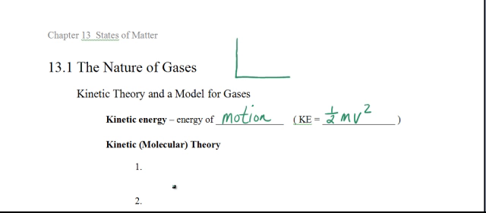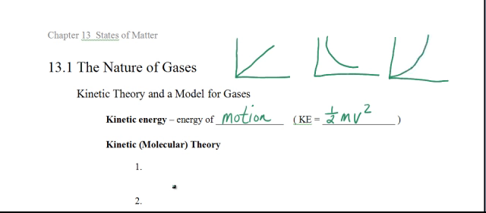if you plot different relationships, you can have linear relationships, which are straight lines. You can have inverse relationships, which are downward curves, meaning that as one increases, the other decreases. And you can also have exponential relationships, where as one increases, the other one really increases, and you get this upward curve. This is the type of relationship that kinetic energy is, when you plot kinetic energy, KE, versus the velocity, v.